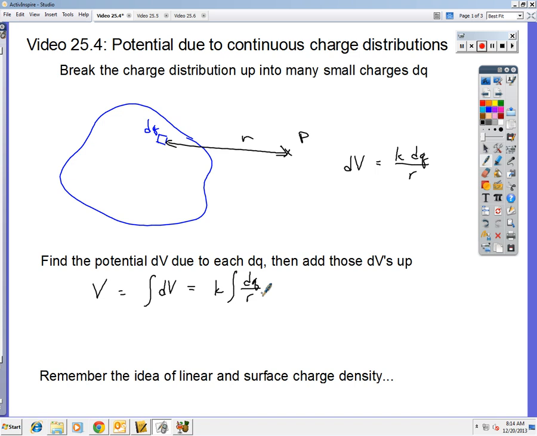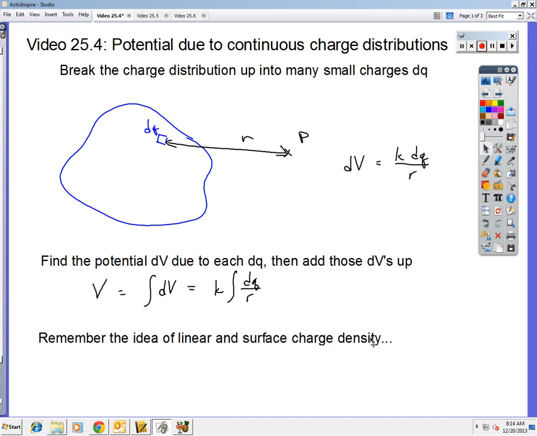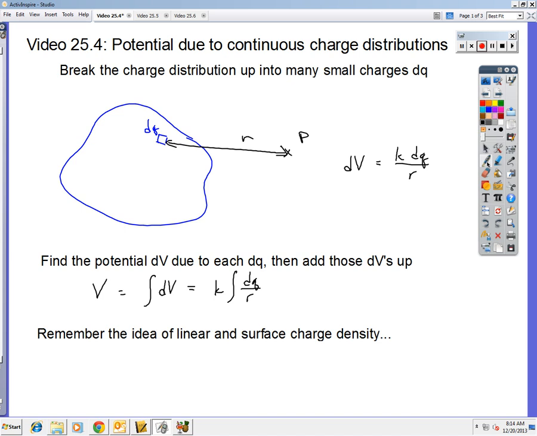Some things you'll need to remember for this, for particular charge distributions, are the ideas of linear and surface charge densities. Linear charge density, remember, is the charge per unit length. Surface charge density is the charge per unit area. Volume charge density you don't need to worry about for this particular case.